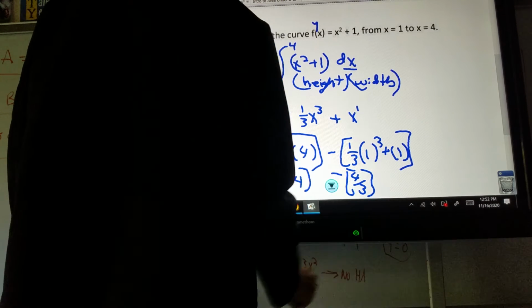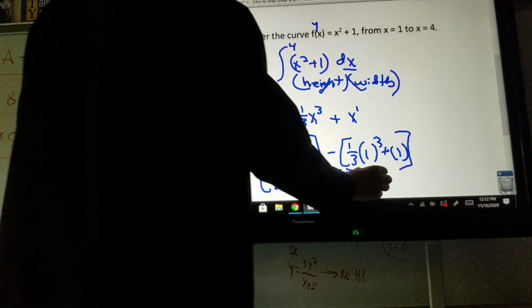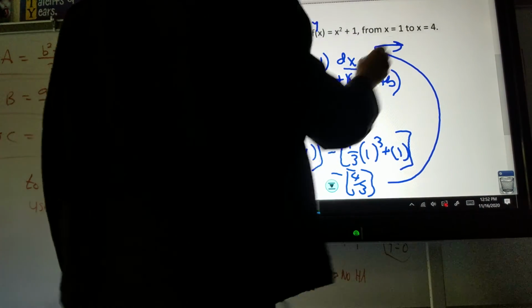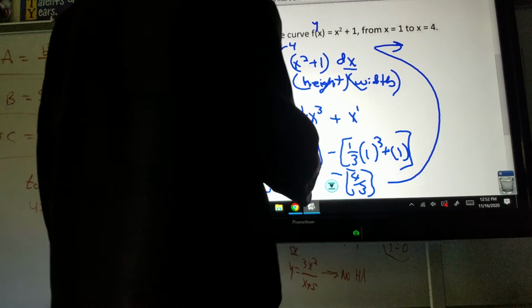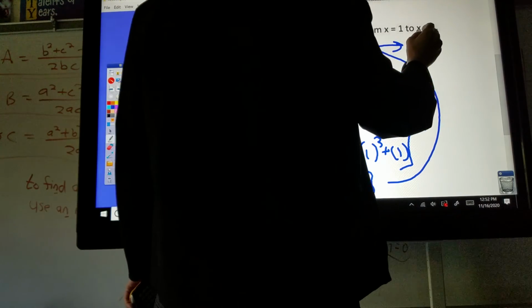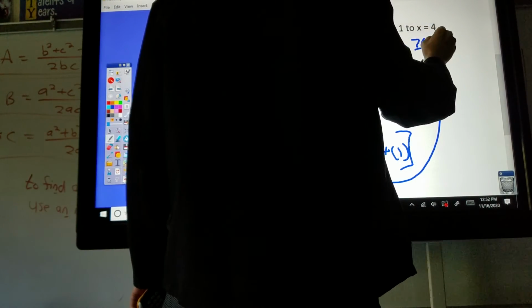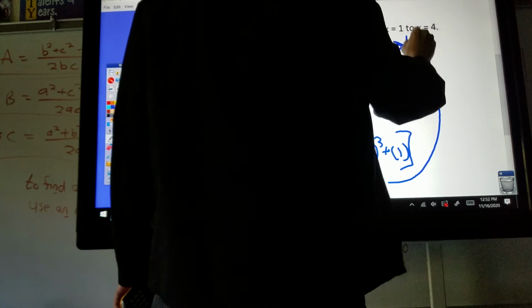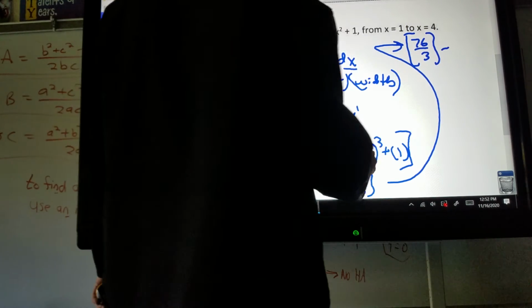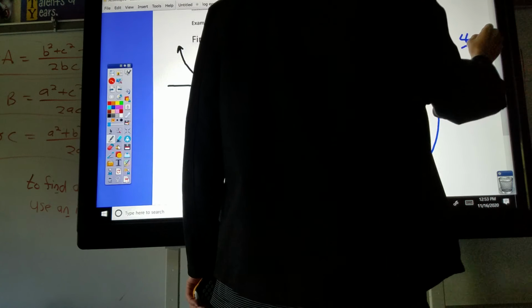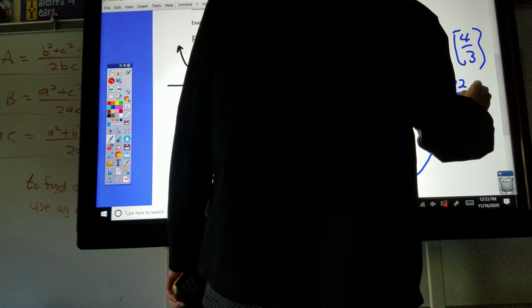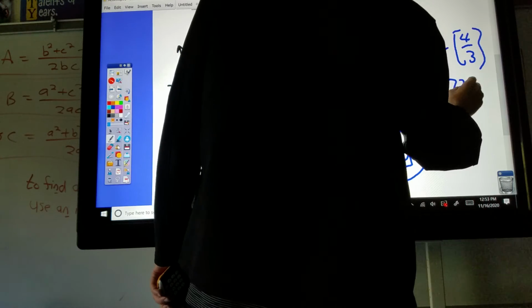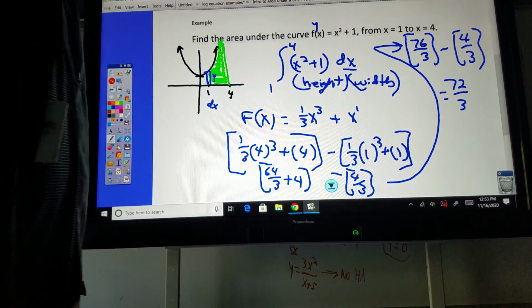And now we need a calculator after all, do we? Let's come on over here. Because we know that's 12/3, right? So we have 64/3 plus 12/3. That's 76/3. Minus 4/3. 72/3. What's 72 divided by 3? That's a perfect number. Isn't that 24?